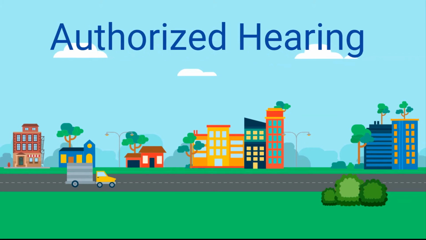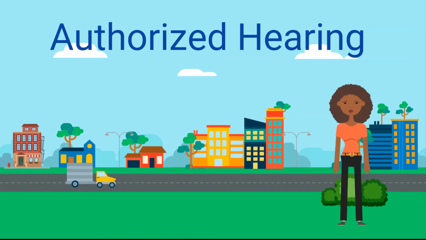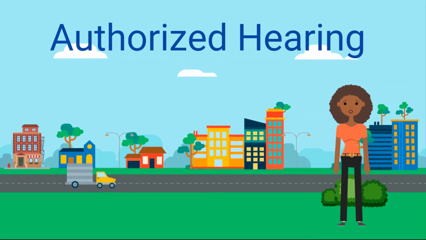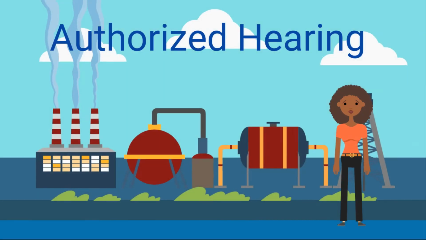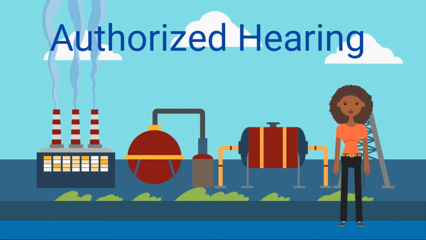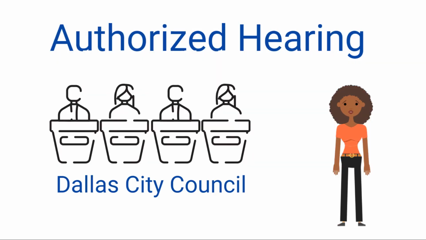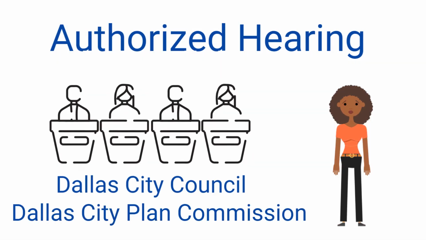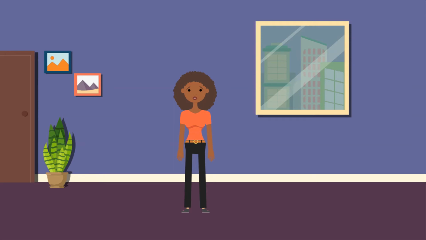Another way zoning can change is with an authorized hearing, which is a process that can be started to determine the proper zoning of an area. For instance, predominantly Black and Latinx neighborhoods can request an authorized hearing to try and change what they believe has been the discriminatory zoning of industrial activity in their neighborhood. But only the City Council or City Plan Commission, with the right amount of votes, can start the authorized hearing process. Once the authorized hearing process is approved for an area, it follows the following steps.